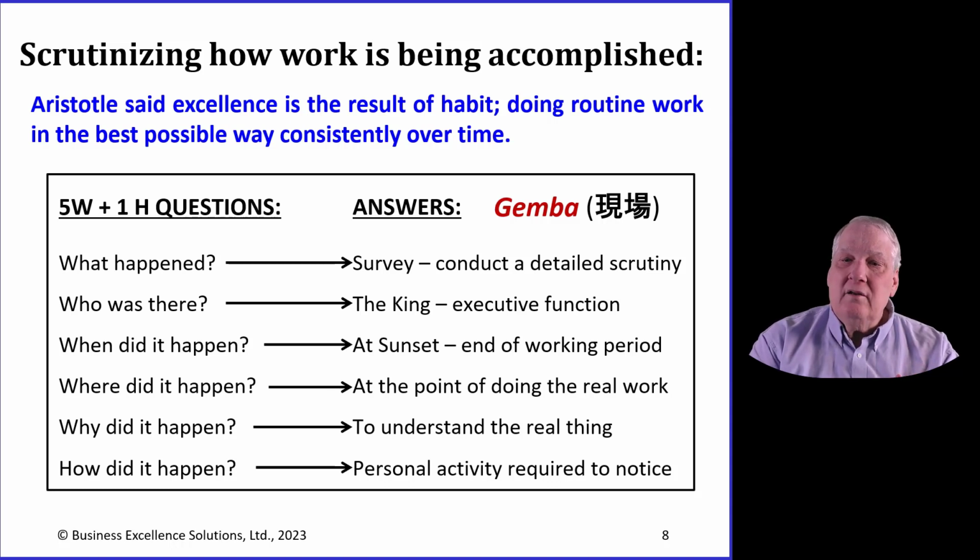There's a survey, a detailed scrutiny or examination being conducted. It's being done by the king. It's an executive function, in other words, in the kingdom. It's happening at sunset, which is the end of a working period. And where did it happen? At the point where the real work was being done. And what did the king see? He understood the real thing, and it required his personal activity to notice.